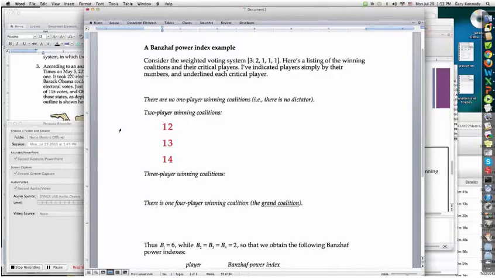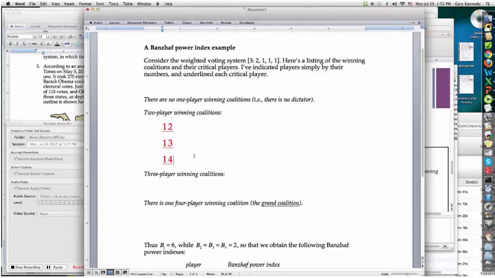And as a matter of fact, that's quite simple because we've already observed that there's no dictator. So if you take any 2-player winning coalition and you remove one of the players, it becomes a losing coalition, and that means that all the players are critical in all the 2-player winning coalitions. So we underline them as I've just done. I hope you can see that underlining.